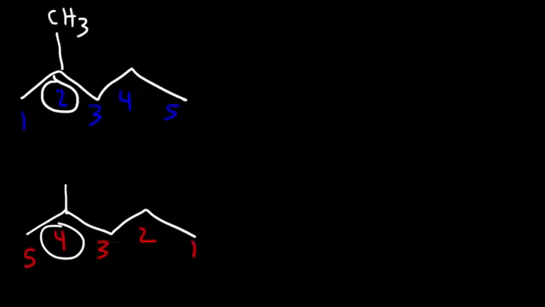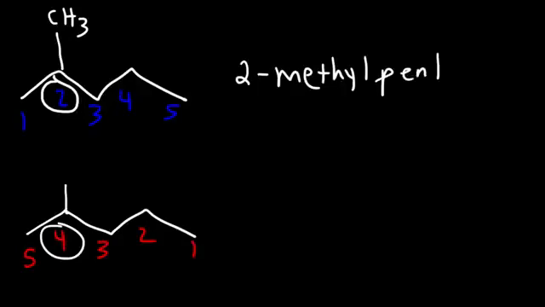So how can we name it? We have a methyl group on carbon 2, and there's 5 carbons in the parent chain, so this is going to be called 2-methylpentane. You need to use a hyphen to separate a number from a word.